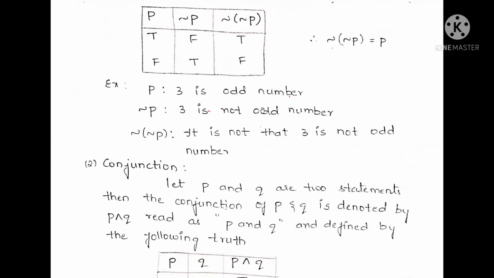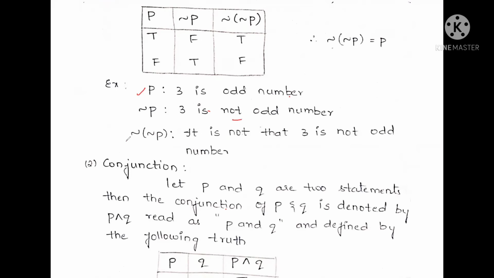Negation of negation P is equal to P. Now let's look into the example. They just gave an example. That is, if P is "3 is an odd number", and negation P is "3 is not an odd number", what will be the negation of negation P? If P is an odd number, obviously negation P is not. 3 is not an odd number.